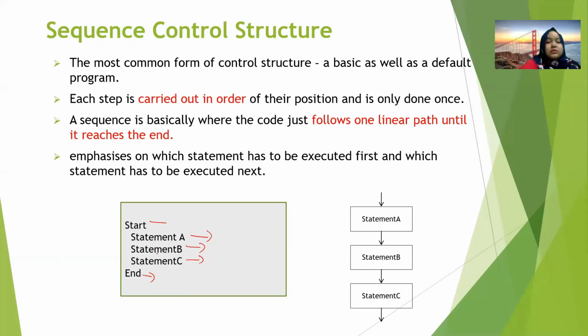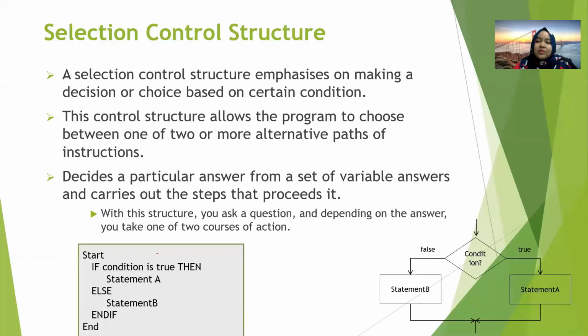Itu masuk sequence. Selection pula dia bercabang. Okay, bila select kita kena buat pilihan untuk soalan macam ni. A selection control structure emphasizes on making a decision or choice based on certain condition. Okay, kalau condition ni true, dia akan pergi statement ni. Kalau false, dia akan pergi statement ni. Okay. This control structure allow the program to choose between one of 2 or more alternative path of instruction. Decide particular answer from a set of variable answer and carries out the step that precede it.